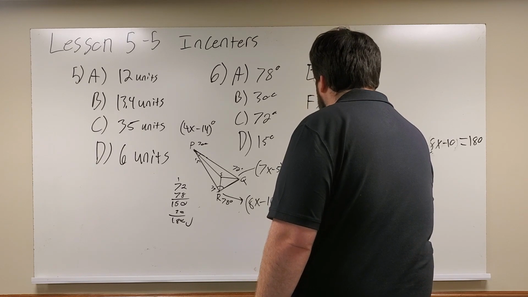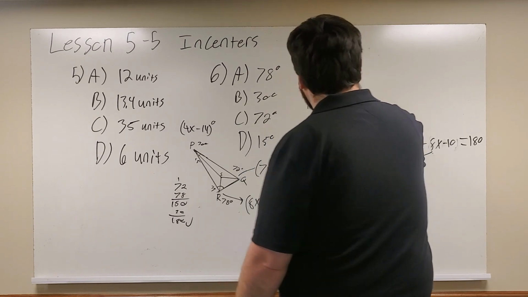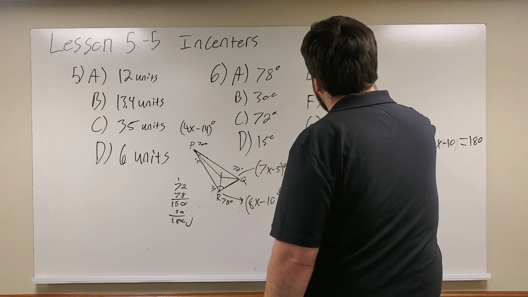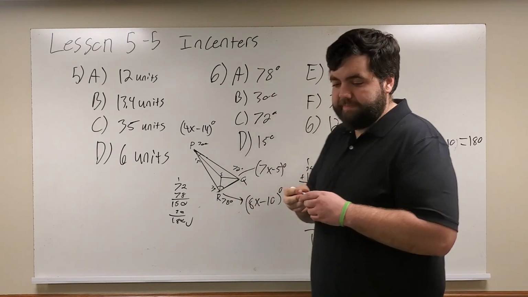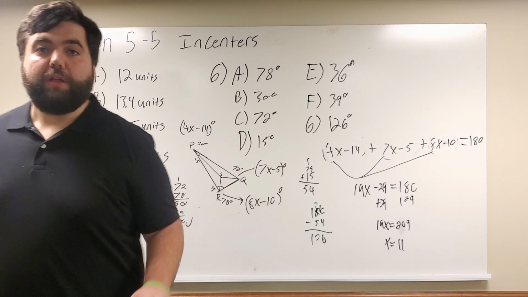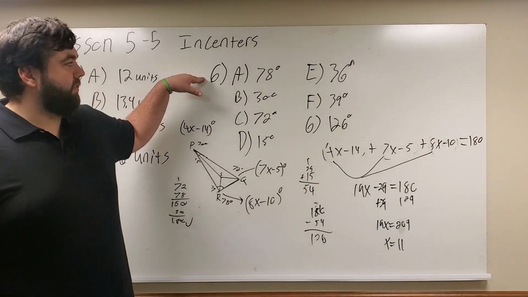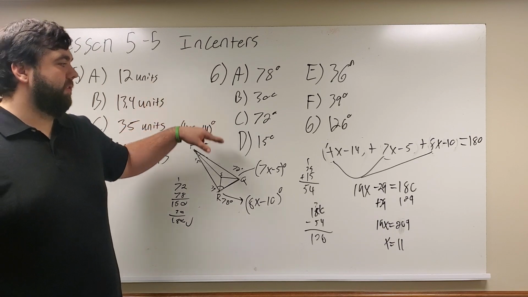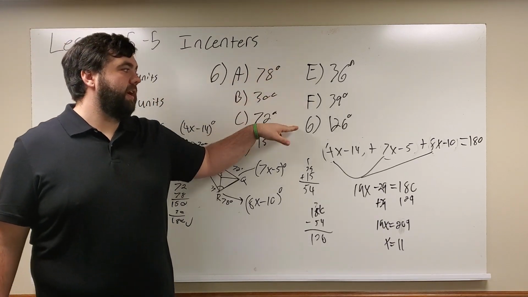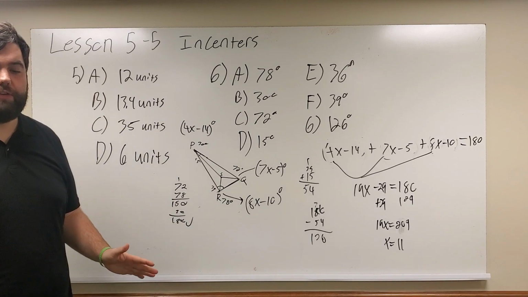180 minus 54, that's 126 degrees. Alrighty. So hopefully you're able to do number 6, get these answers: 78, 30, 72, 15, 36, 39, and 126.